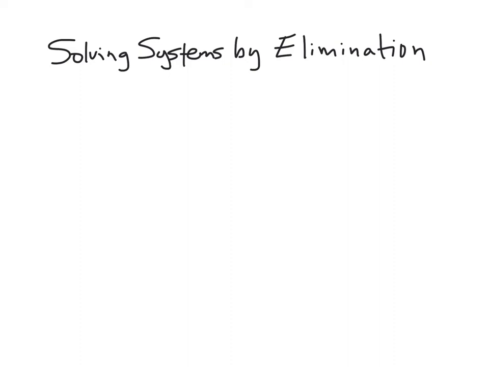Alright, this video is about solving systems, linear systems, by elimination. There are several different ways you can solve a system. You can solve by graphing, by substitution, or by elimination, which is what this one is about. I'm going to give you a system to start with. That means you're going to be given two equations.